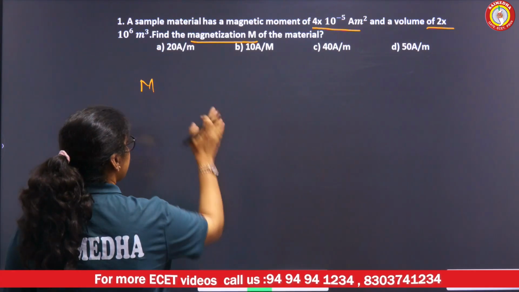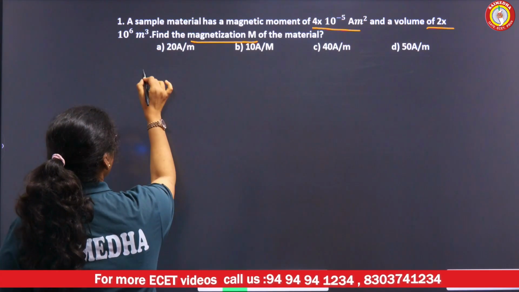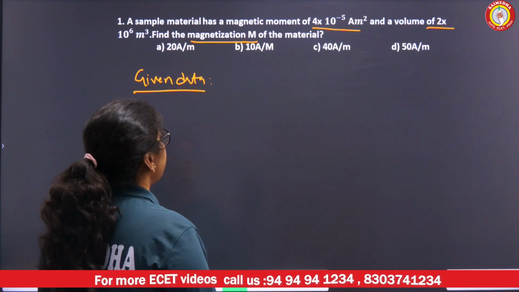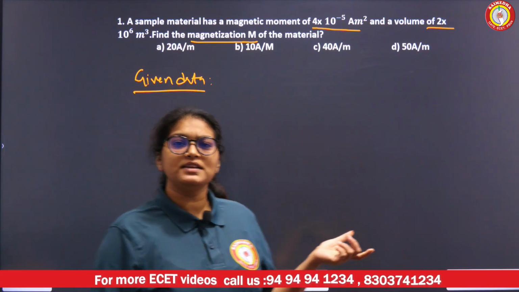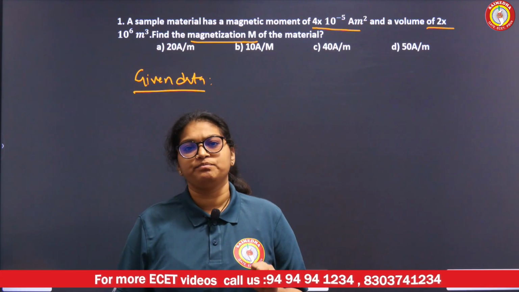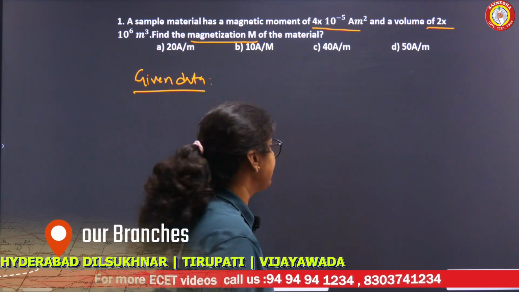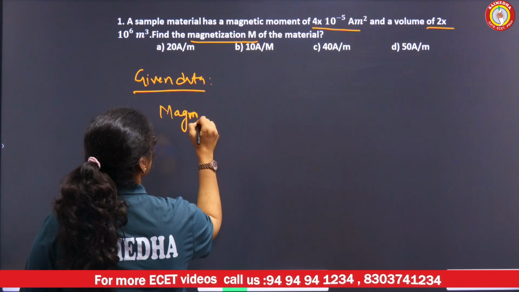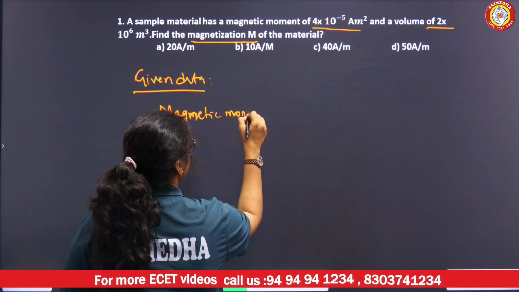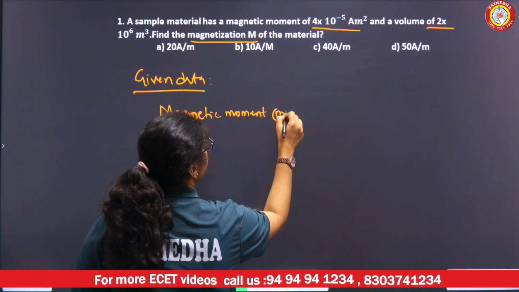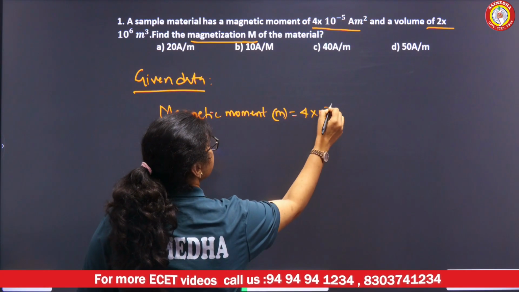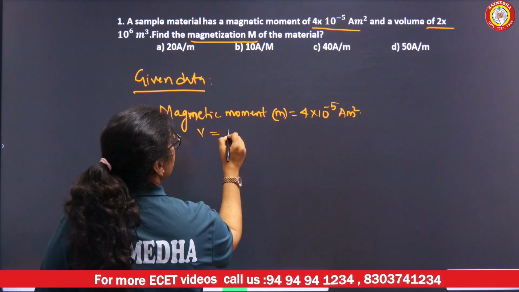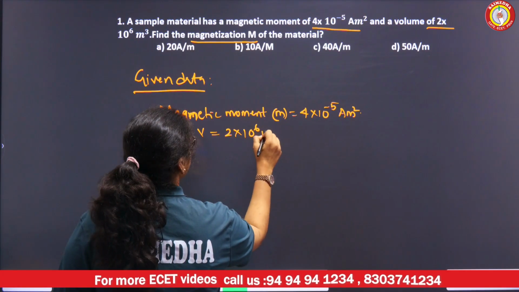But before that, write the given data. So what is the given data? The magnetic moment is given. What is the magnetic moment? Simply put, the strength of the magnet. What do we call the strength of the magnet? We call it the magnetic moment. So the magnetic moment, I'll denote by the letter M, is equal to 4 into 10 power minus 5 ampere meter square. Clear? And the volume, V is equal to 2 into 10 power 6 meter cube.